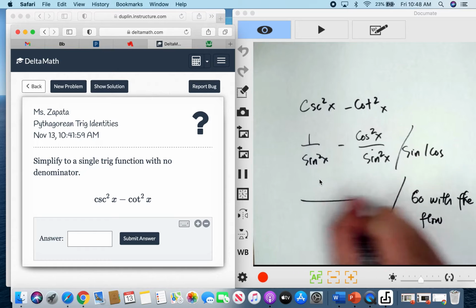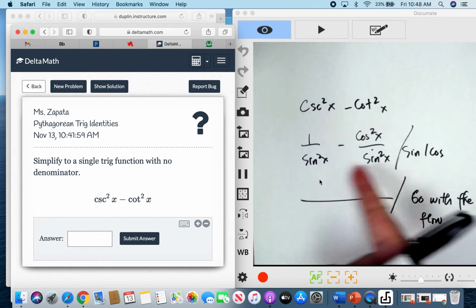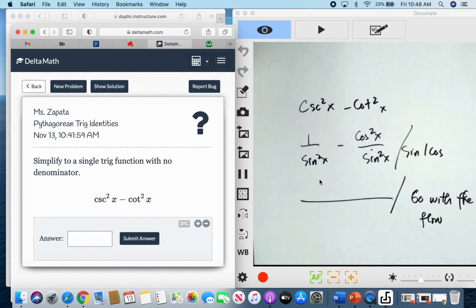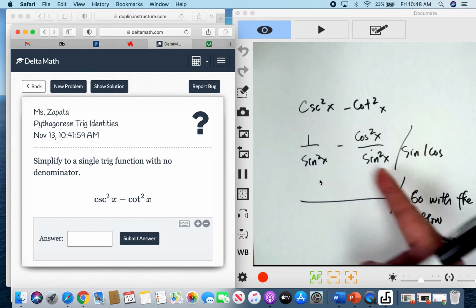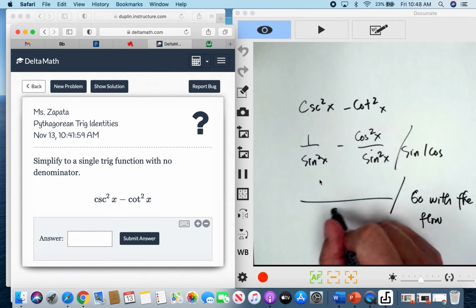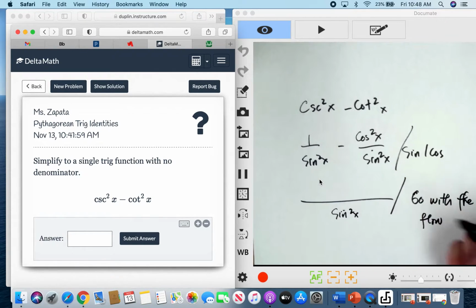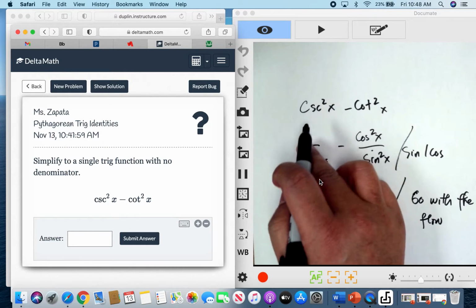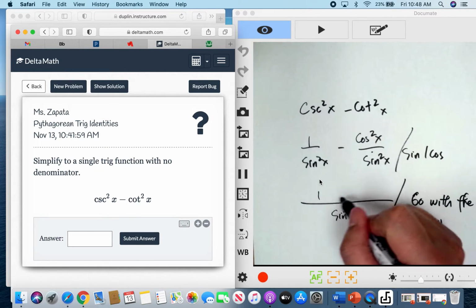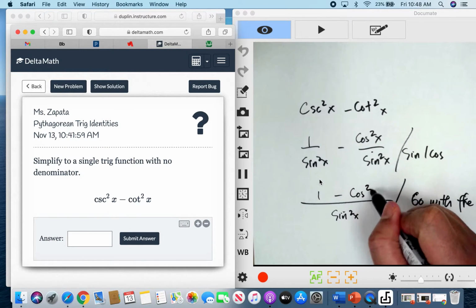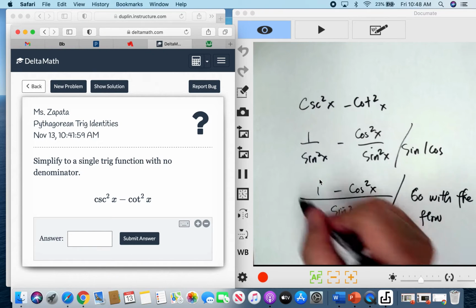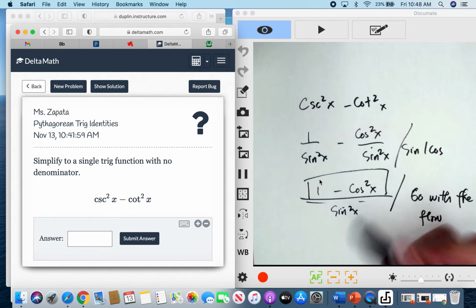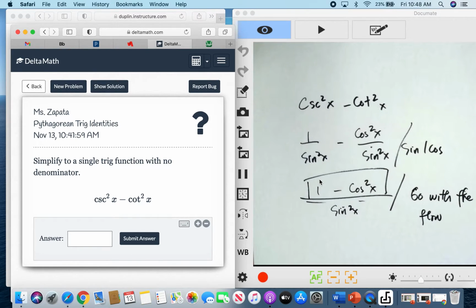So this one says that we will need to subtract. So therefore, remember that when we are subtracting rational expressions, if you have the same denominator, that is your LCD. So that's sine squared x. And of course, if that's your LCD, your numerators will also stay the same.